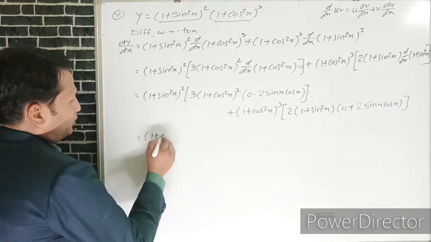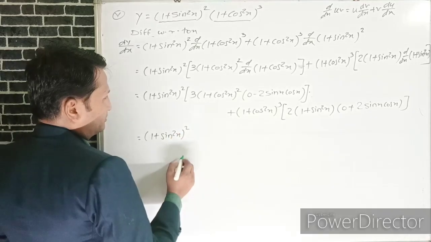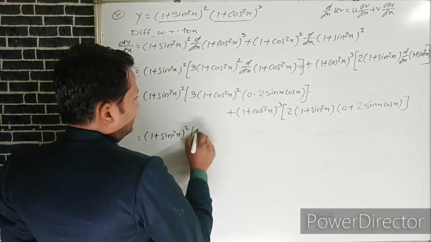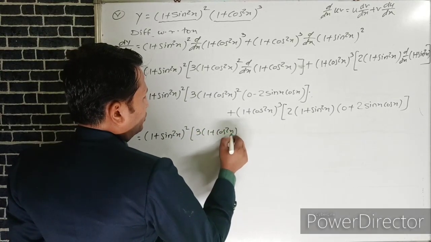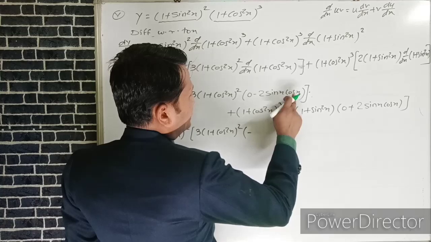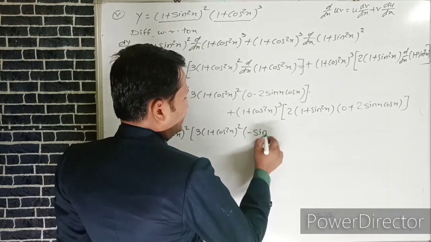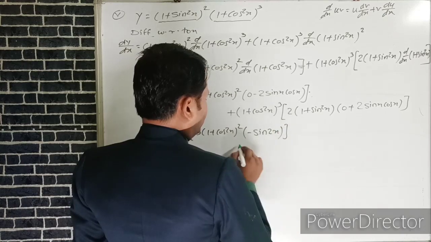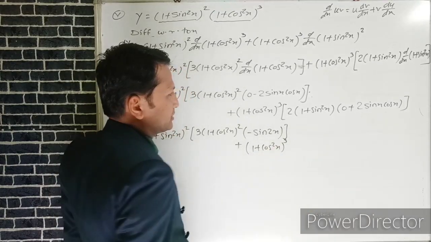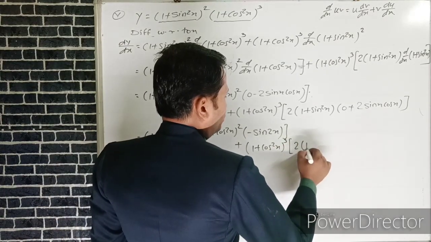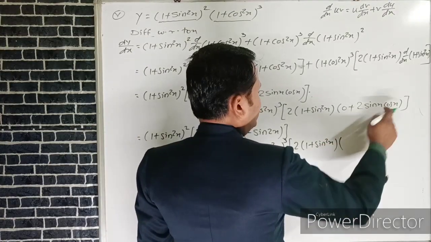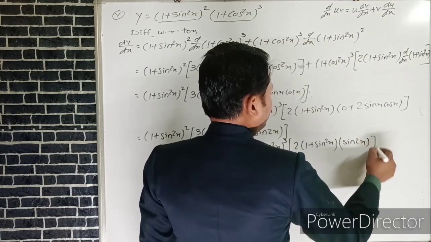Again we can write 1 plus sin square x bracket square into 3 into 1 plus cos square x whole bracket square into minus 2 sin x into cos x is sin 2x, plus 1 plus cos square x bracket cube as it is into 2 into 1 plus sin square x into 2 sin x into cos x is sin 2x.